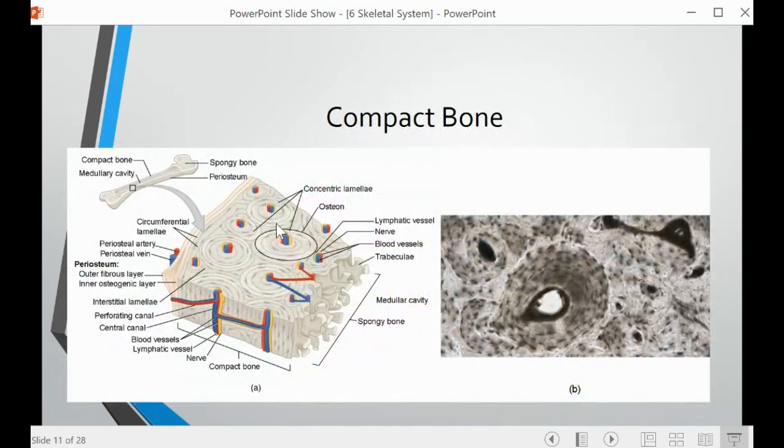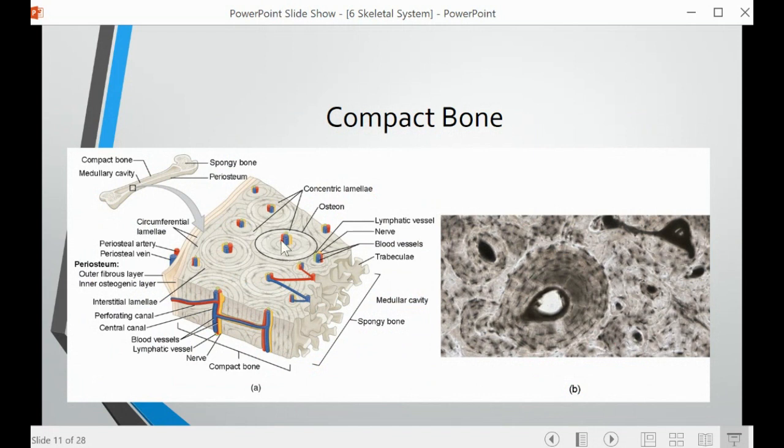Compact bone forms osteons, okay? And so this circular area right here is called an osteon. And then down the center of each osteon is what's called a haversian canal. It's also called a central canal. And it goes right down each of the center of the osteons. And in the center of there, we're going to find all of the vessels, okay?